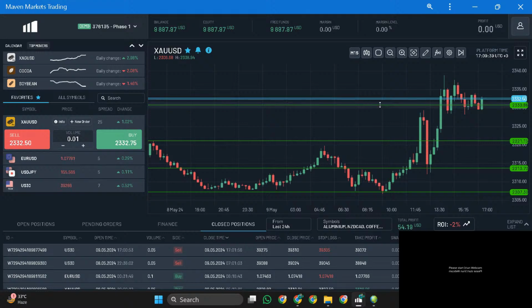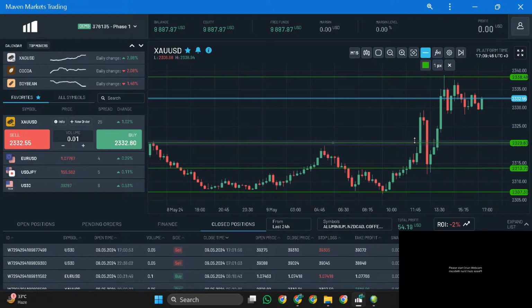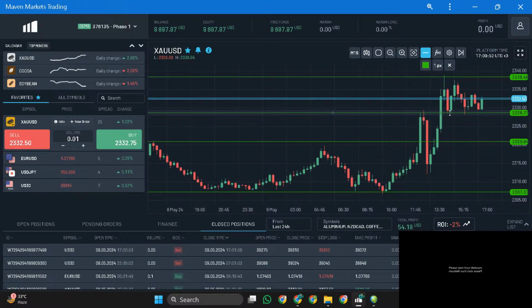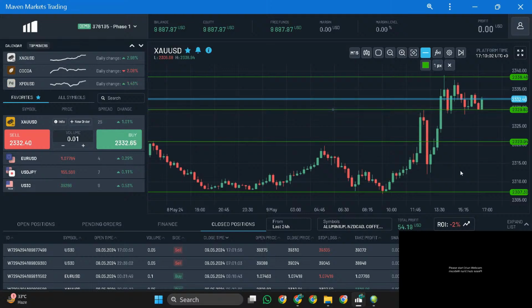So let me mark out important levels. These are the important levels. So we have to take our trades based on these levels.